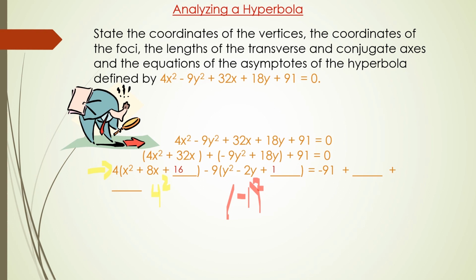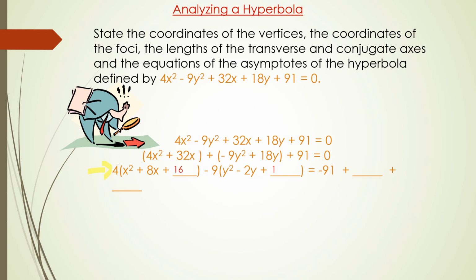So in getting this, 8 divided by 2 is 4. 4 times 4, or 4 squared, equals 16. It's 4 squared, not 4 times 2, but 4 squared. 4 times 4 is 16. Next, negative 2 divided by 2 is negative 1. Negative 1 times negative 1 is positive 1. Okay, next.